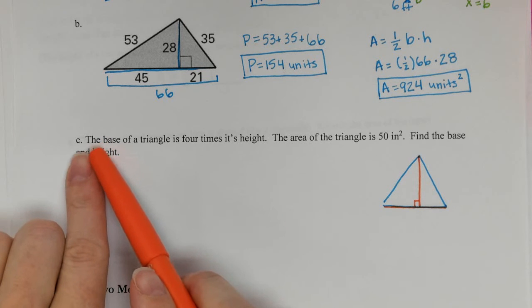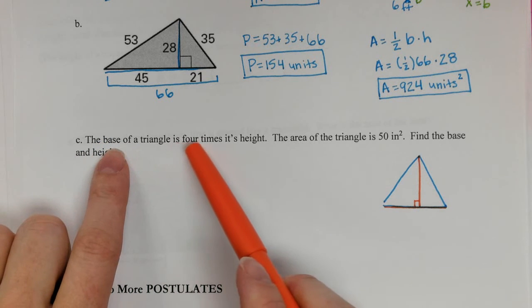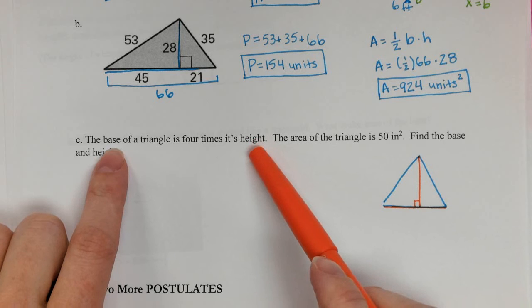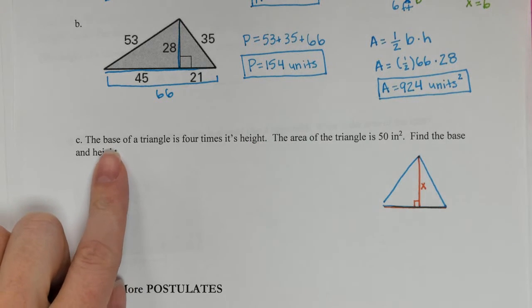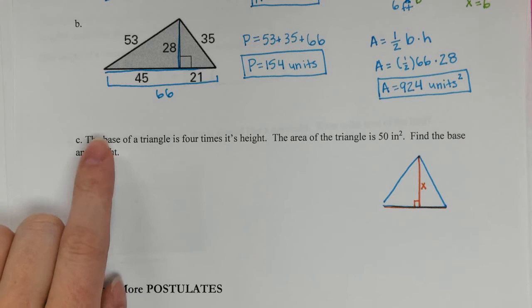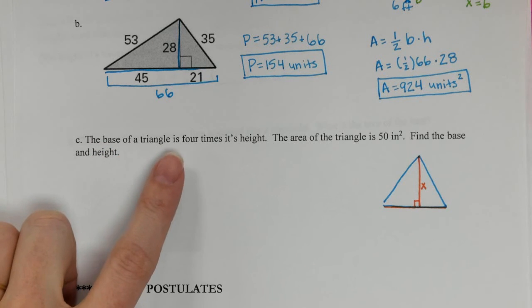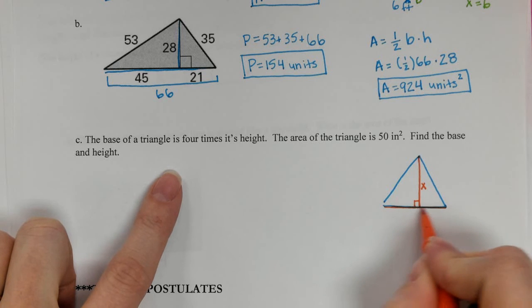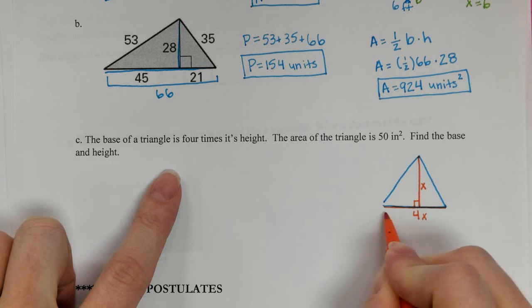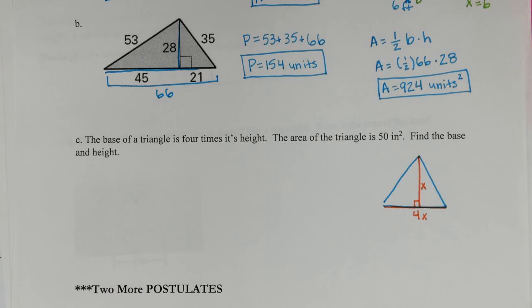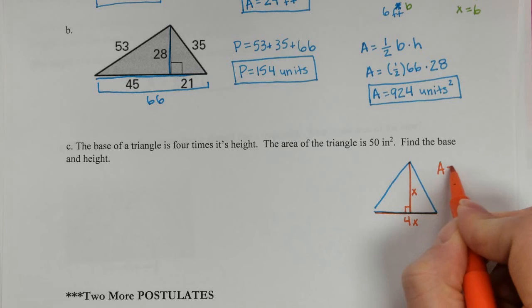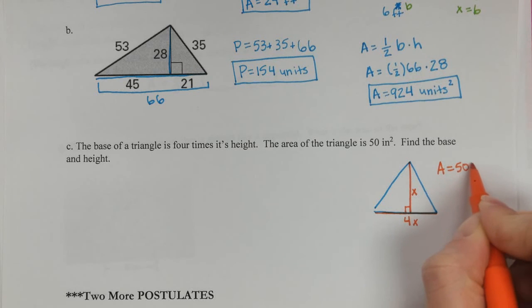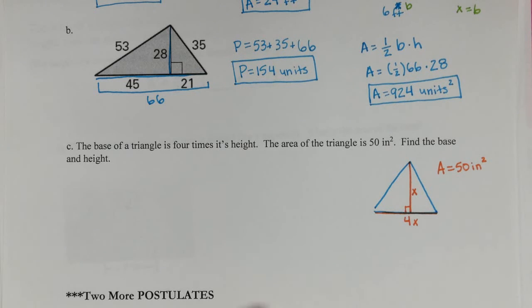Now I'm going to go back and reread. So the base of a triangle is 4 times its height. That means I don't know its height. So if I don't know the height, I'm just going to call it x. The height is x, and the base is 4 times as much. So 4 times x would be 4x, and that's how much the base is. So this whole base is going to be 4x. The other thing I know is that the area, so capital A means area, is 50 inches squared. So that's all I know right now.